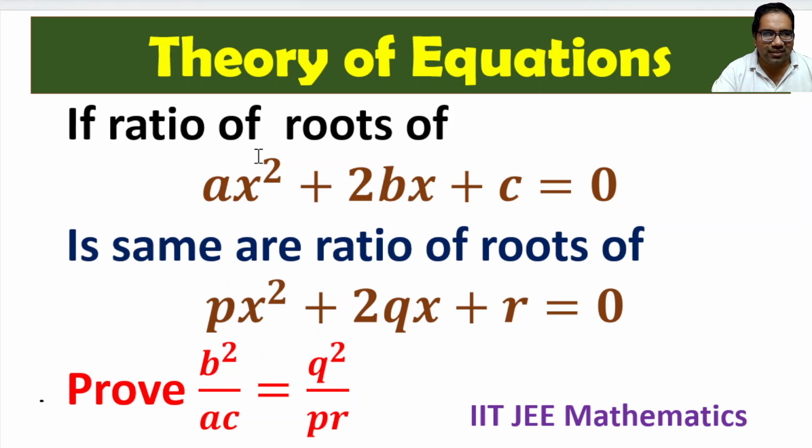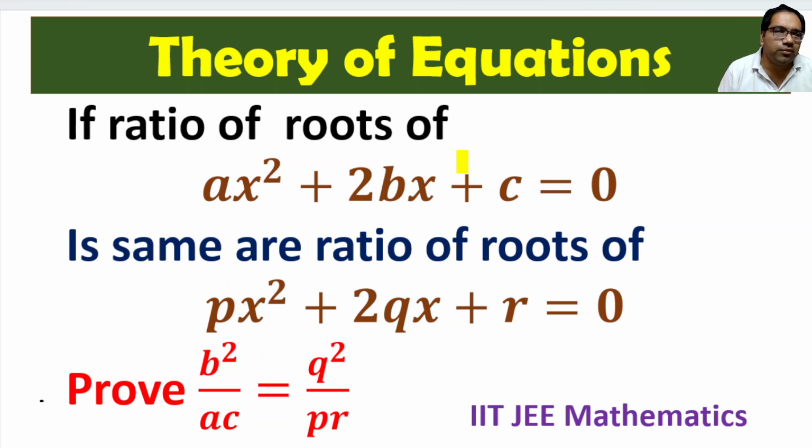Hi friends, here we are given two quadratic equations, ax² + 2bx + c = 0 and px² + 2qx + r = 0. Now the ratio of roots of this equation is the same as the ratio of roots of this equation. Then we have to prove b²/ac = q²/pr. Very interesting problem.